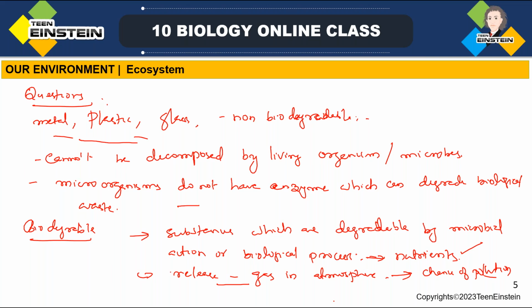So in the next class, we'll be learning about abiotic components and biotic components. Then what is the balance in an ecosystem? What is food chain? What is food web? That and all we'll be discussing in the next class.